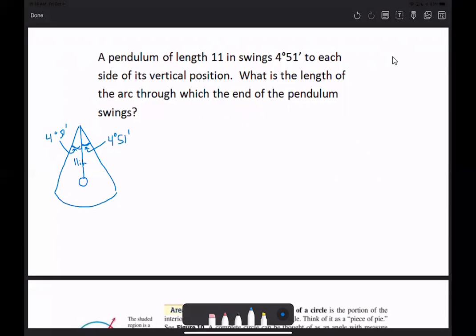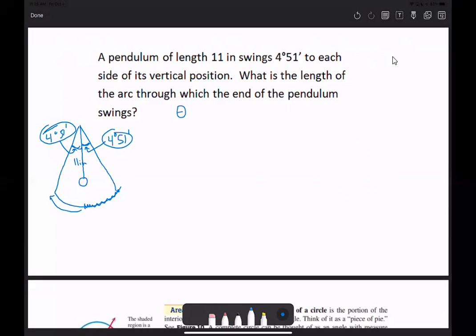We can either find half of the arc length first, and then just double it to give us the whole arc length. Or you could add these two angles together here and then find the total arc length. I'm just going to leave the angle as it is. But first, we have to change that angle from degrees to radians.